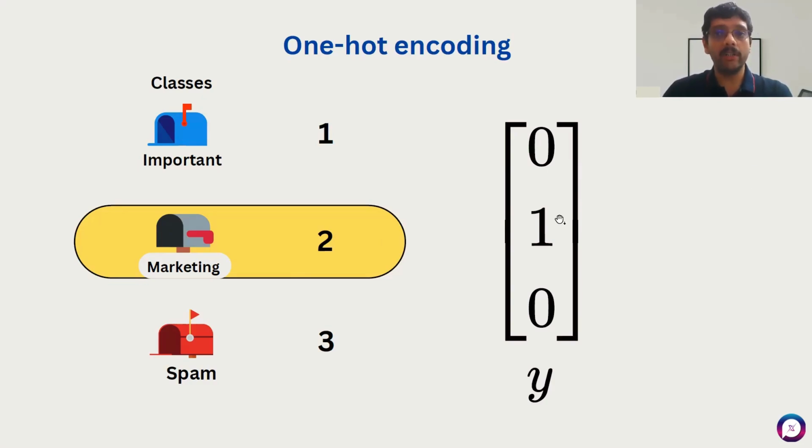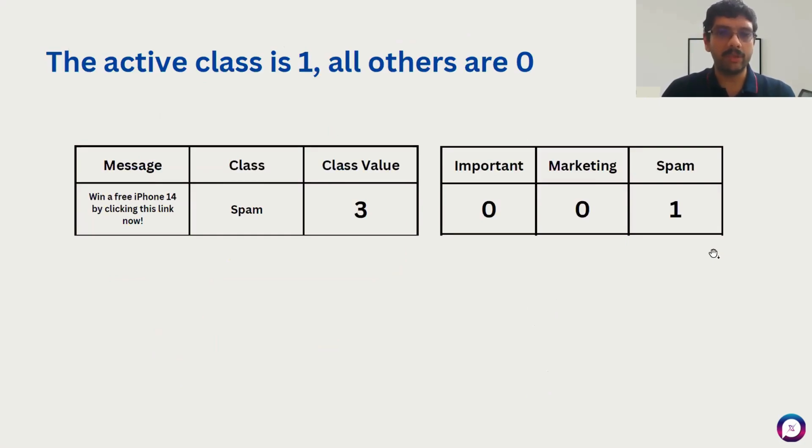So this is for each data point, you can actually compute this. Let's look at an example, right? A few examples rather. So let's say you have this email that says win a free iPhone 14 by clicking this link now, right? It's a spam email. We know it's been labeled spam. So the class is 3. So you're going to write it as 0, 0, 1, right?